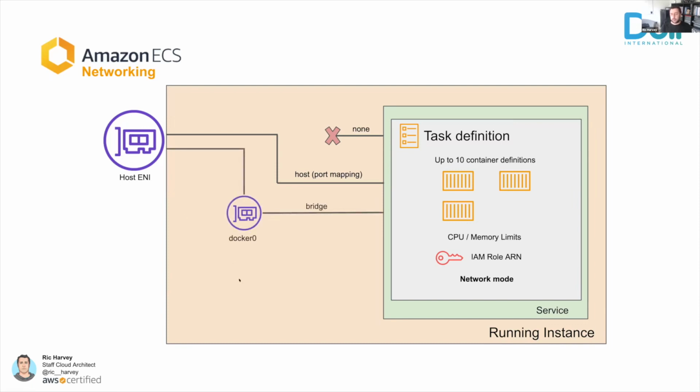Now, to get around things like that, we could use bridge mode, which is basically the way you run Docker on your desktop normally. You have this Docker 0 interface.